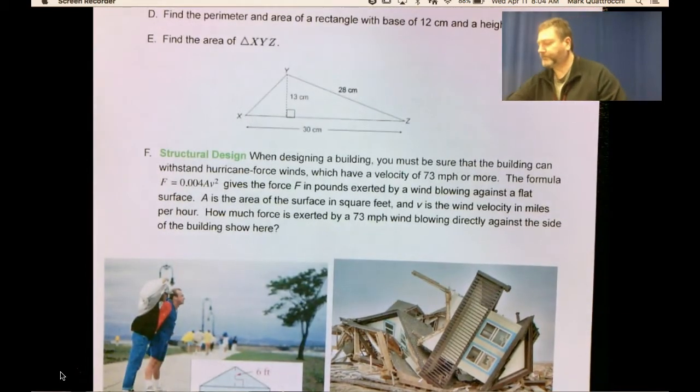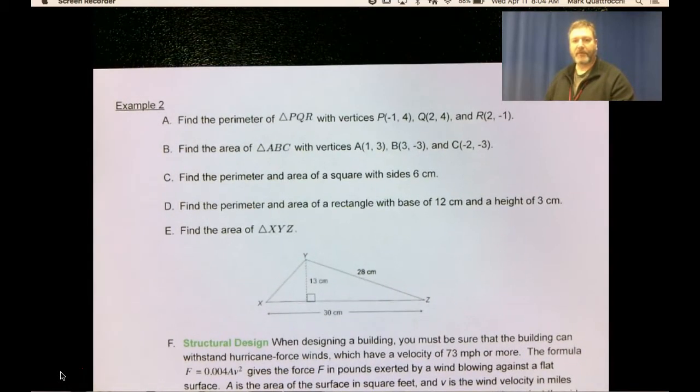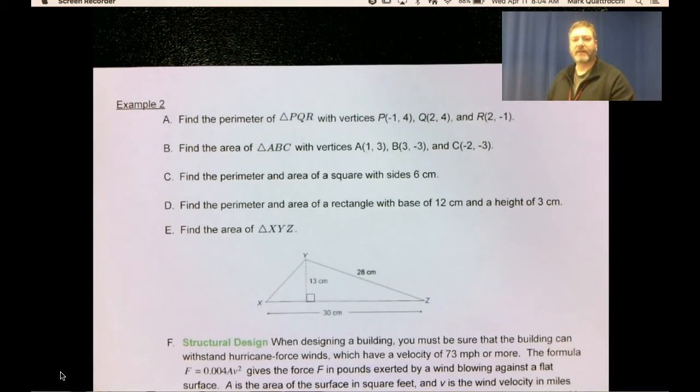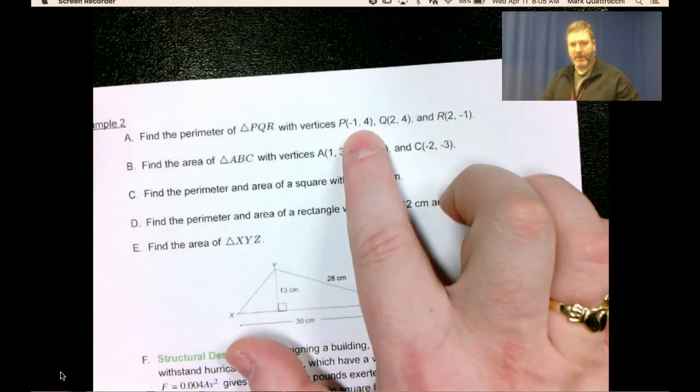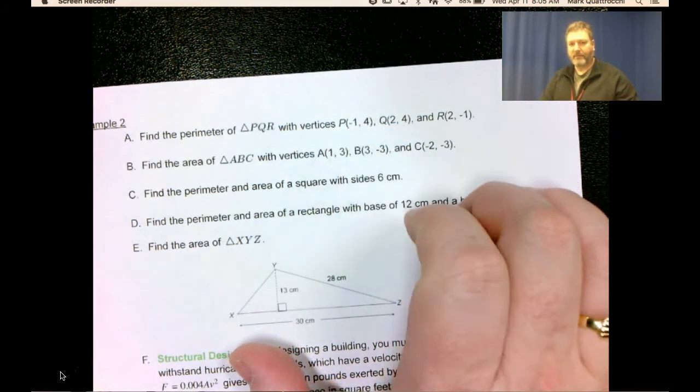Example 2. Find the perimeter of triangle PQR with vertices P(-1, 4), Q(2, 4), and R(2, -1). To answer this problem, I'm not going to graph it. But I do need to find the distance from point P to point Q, from Q to R, and from R to P. So I'm going to use the distance formula three times.